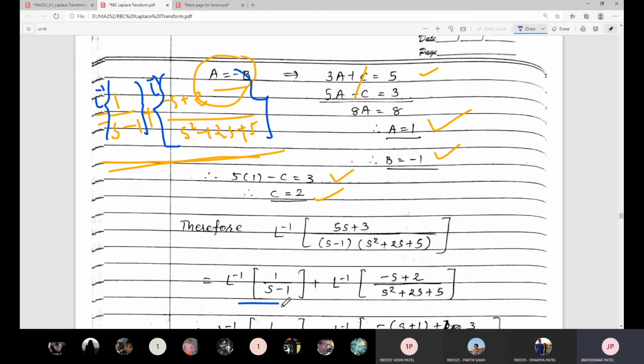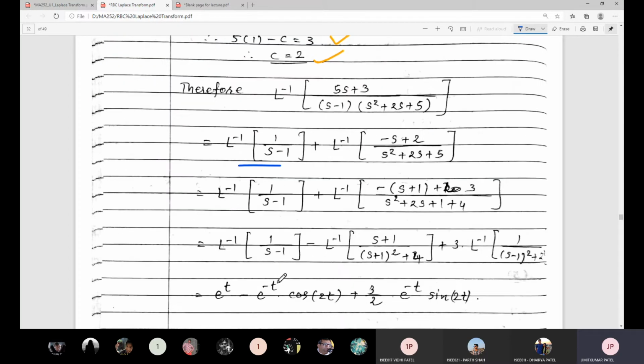Now this is simple. The Laplace inverse of 1 upon s minus 1, what is the formula? The Laplace inverse of 1 upon s minus a is e raised to at, but a is equal to 1, so the answer of the first term will be e raised to t. Done. Okay, so e raised to t is there.